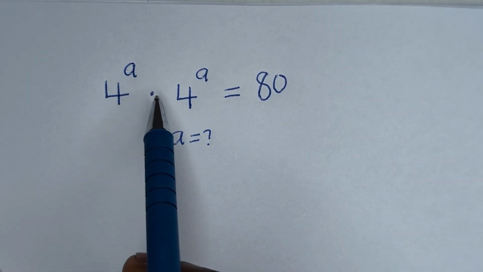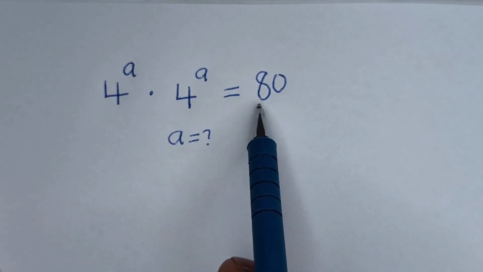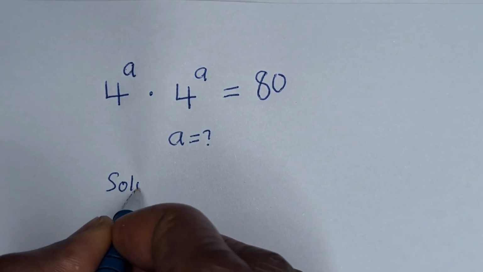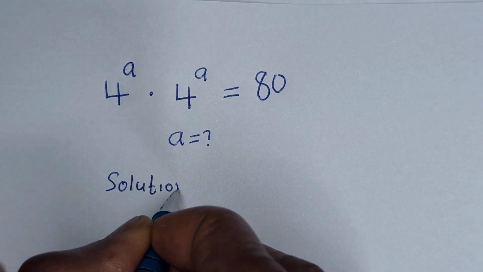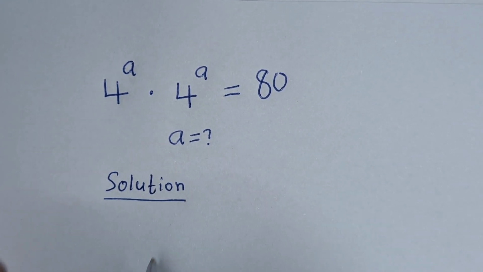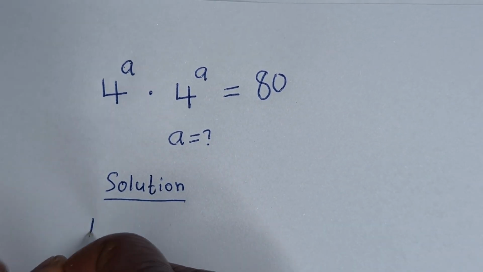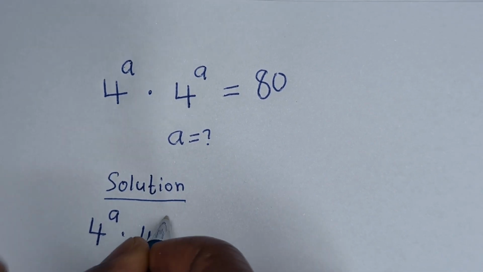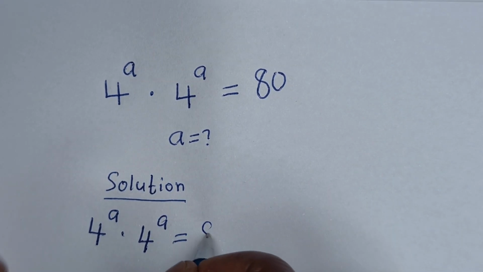4 raised to power a multiplied by 4 raised to power a is equal to 80. Solution. Here we have 4 raised to power a multiplied by 4 raised to power a is equal to 80.